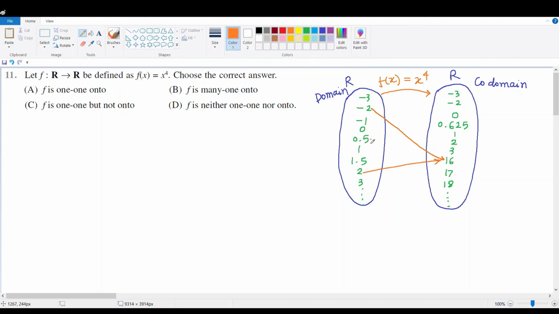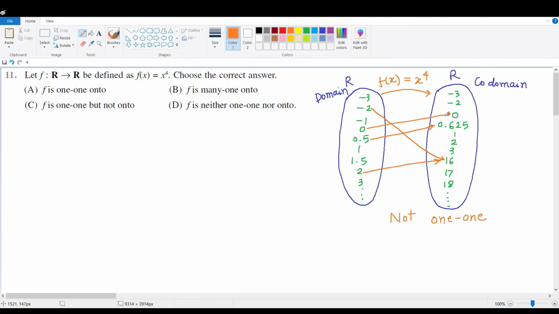So every time you raise a negative or positive number to an even power, it's always going to be positive. Negative 5 is going to get connected to 0.625, 0 is going to get connected to 0. But as soon as we saw that negative 2 got connected to 16 and 2 got connected to 16, that means 16 has two pre-images. That means we can say that it is not 1-1. Definitely not 1-1.